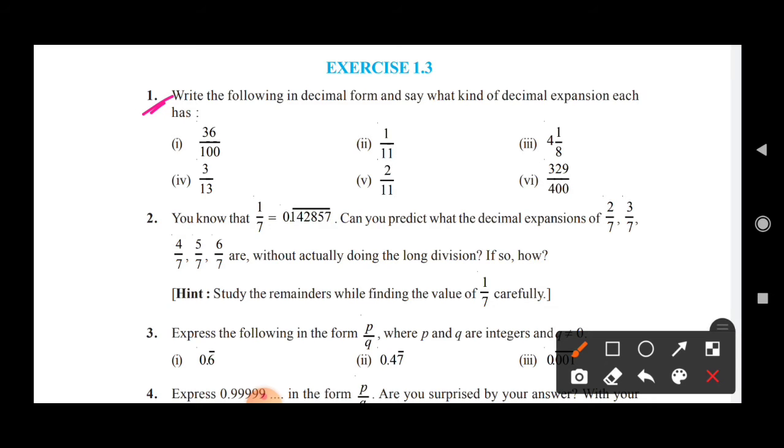Number 1 here is 36 by 100, which is equal to 0.36. If you divide 36 by 100, then after 2 steps you will have 0 as remainder. Since 0 is the remainder, you can say that its decimal expansion is terminating.